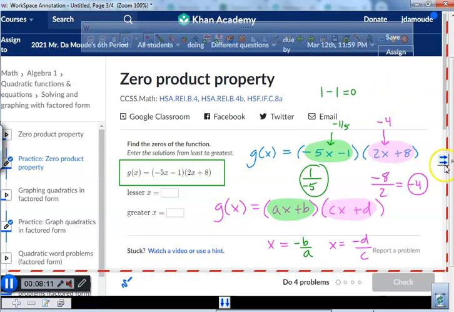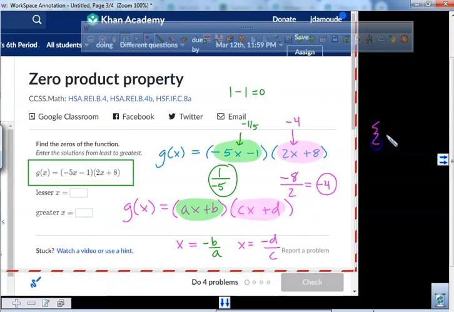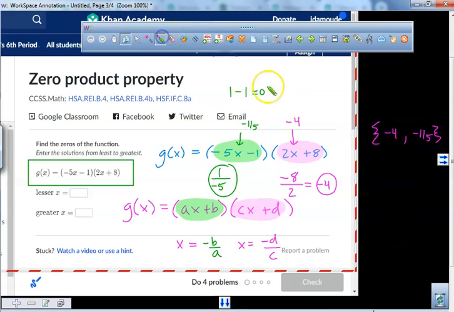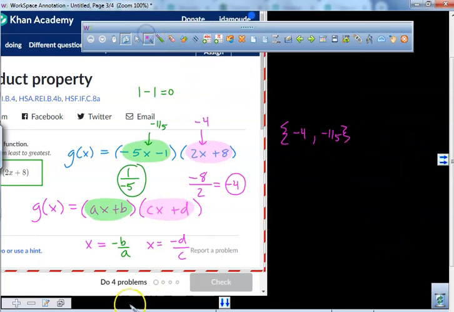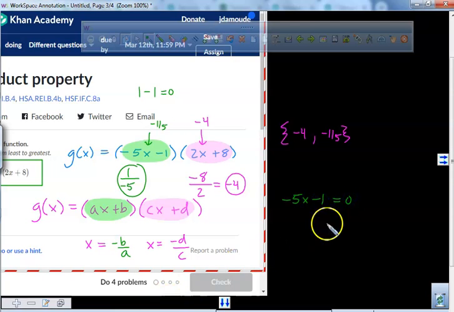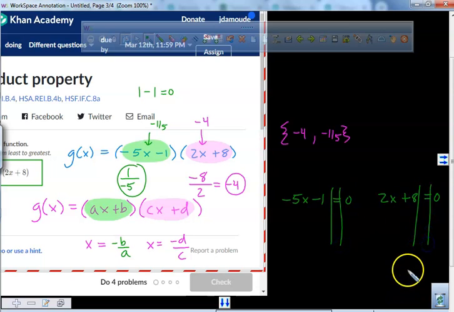Okay? So what would be the lesser? The lesser would be the negative 4, and the greater one would be negative 1/5. Now, some students are like, I don't like this. I will never be able to do that. So what could you still technically do if you wanted? Could you take the negative 5x minus 1 and set it equal to 0? Sure. Could you still take 2x plus 8 and set it equal to 0 and solve for it? Absolutely. So this right here, this will always work.